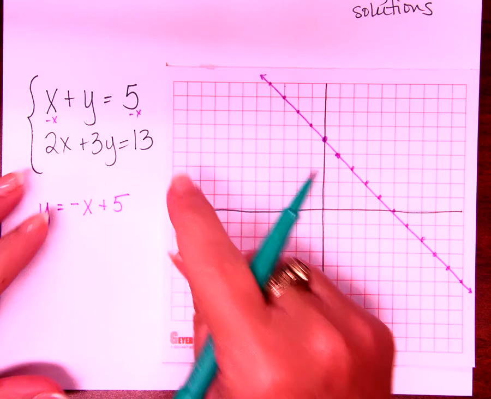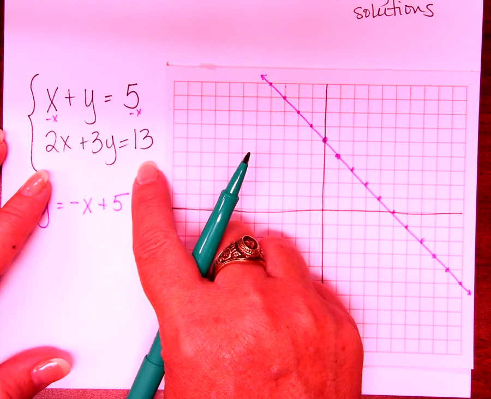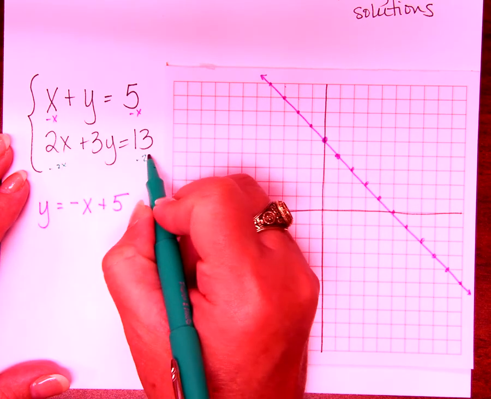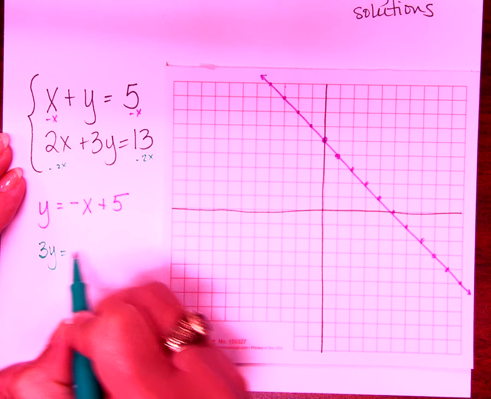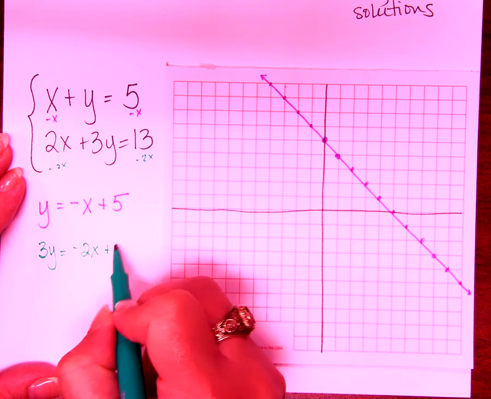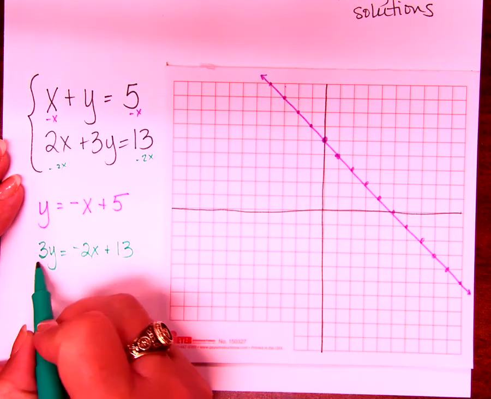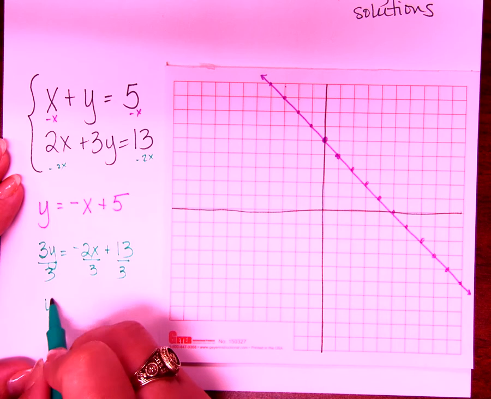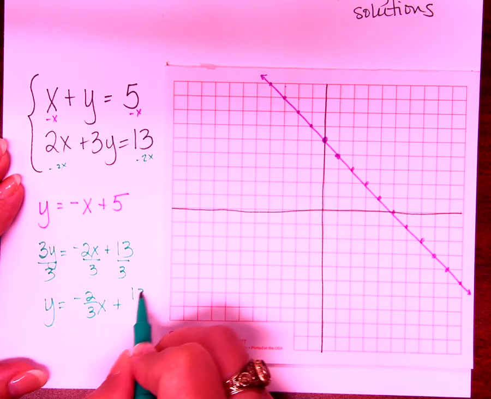What about the second equation? What do I do for it to solve for y? First step is subtract 2x from both sides. Once I subtract 2x from both sides, I get 3y equals negative 2x plus 13. What do I do now? Divide everything by 3. So y equals negative 2/3 x plus 13/3.